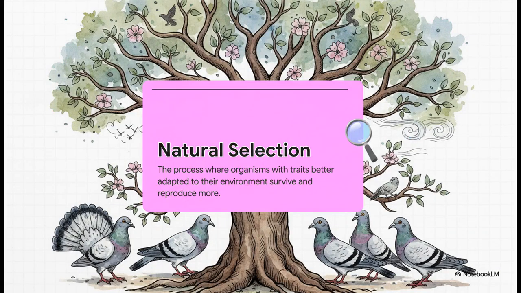So here it is, the big idea. Natural selection. It's a process where any organism that happens to be born with some random, tiny variation that gives it a slight edge in that struggle, well, it's more likely to live long enough to have kids and pass that helpful trait on. It's not about being the strongest. It's about being the best fit.